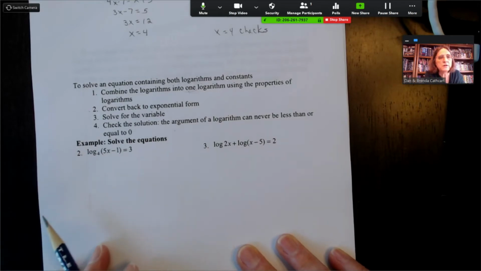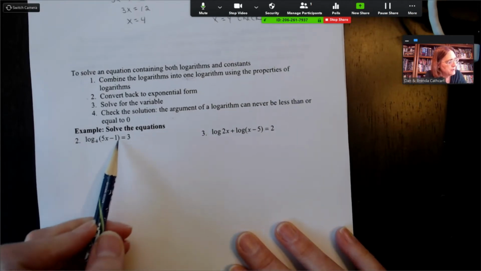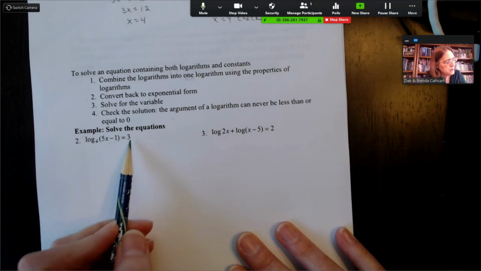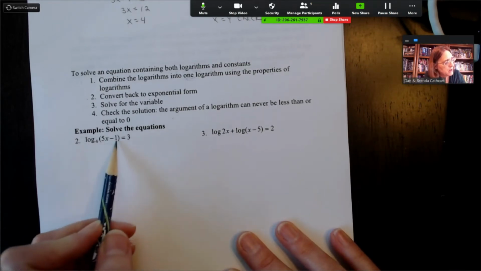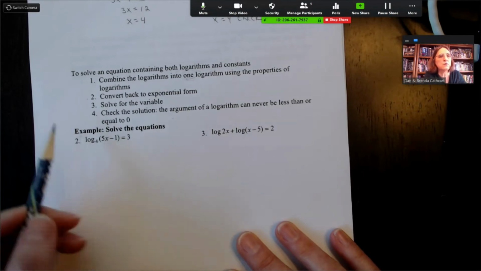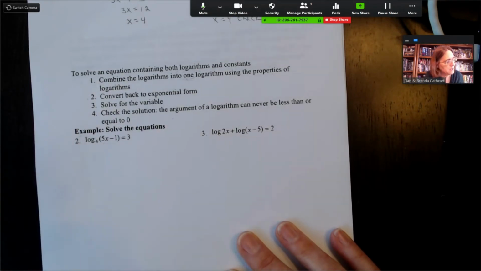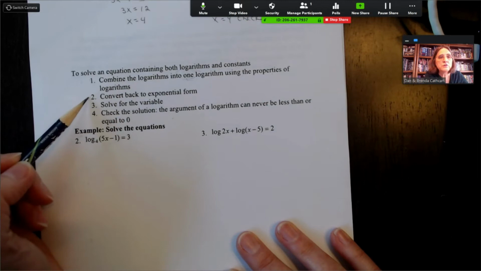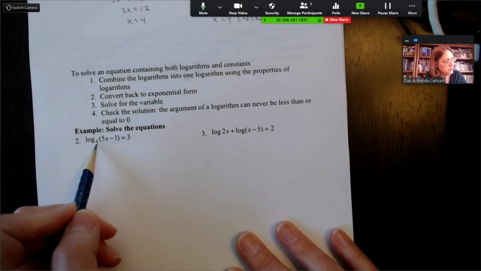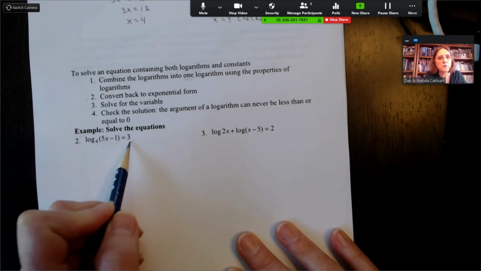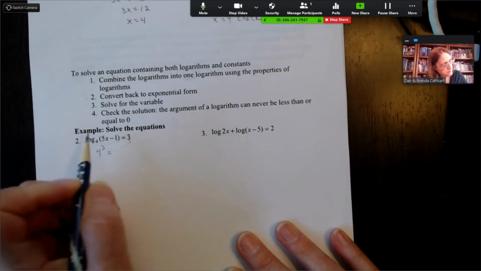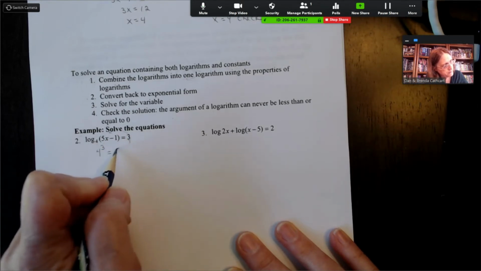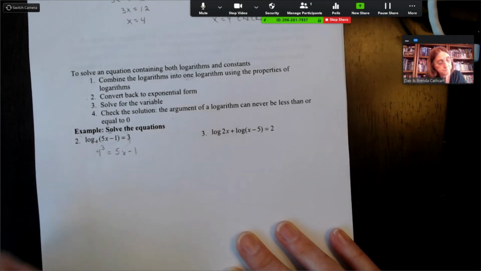So let's start with example number 2 here. On the left side we have a log expression, and on the right side we have just the constant 3. So the log is by itself on one side of the equation. Step number 1 is taken care of. Step number 2 says to convert back to exponential form, so let's do that now. We have a base of 4 raised to the power of 3. So 4 to the power of 3 is equal to 5x minus 1.